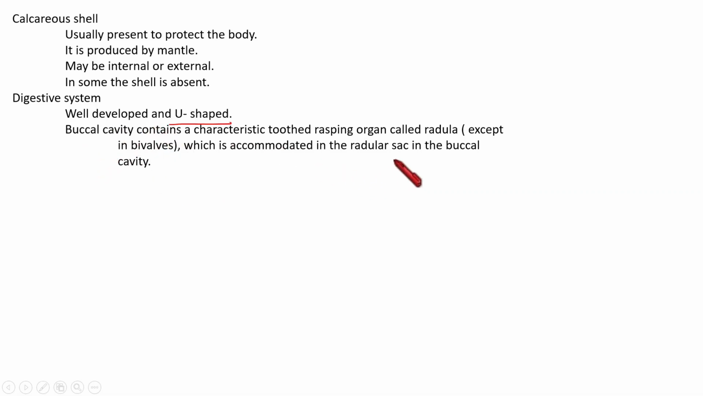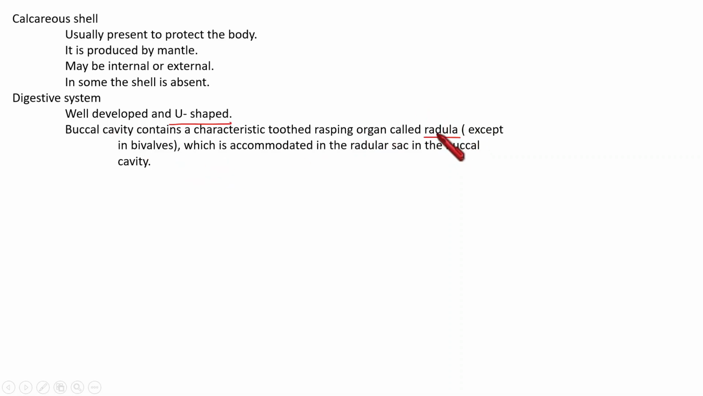And one more important structure we need to understand: radula. Radula functionally is similar to our teeth. It's a rasping, chewing organ in Mollusca. It's a tongue with teeth, we can understand it like that. Radula is a characteristic feature. It is a toothed rasping organ. And this radula is absent in bivalves.